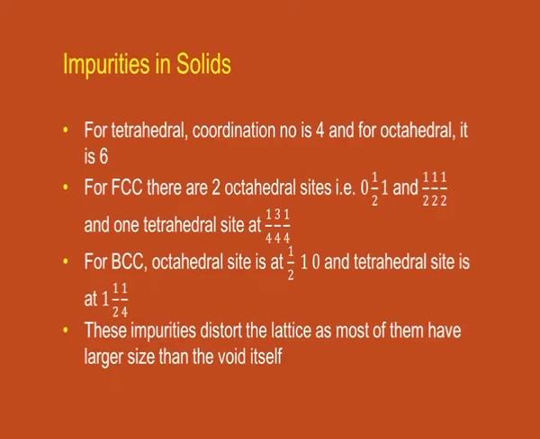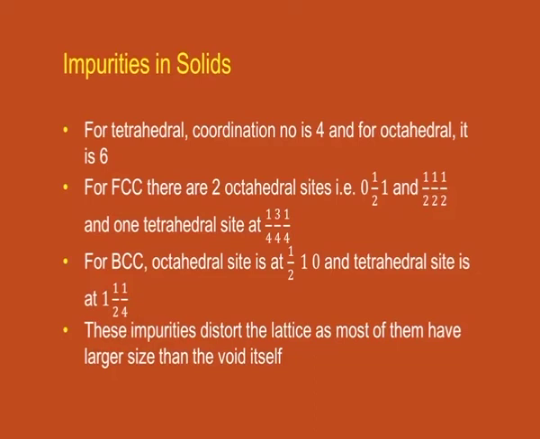So, if we now consider the individual lattice structures, that is FCC, then we find that in FCC there are two octahedral regions where the interstitials can lie, and they can be represented in the following manner. One octahedral site is located at 0, half, 1, and the other one is located at half, half, half. And if we look at the tetrahedral site, then there is only one tetrahedral site in FCC lattice structure for these interstitials, which is at 1/4, 3/4 and 1/4.